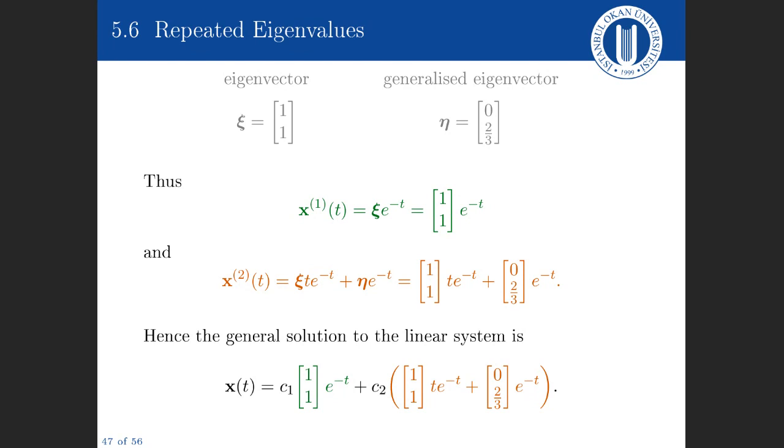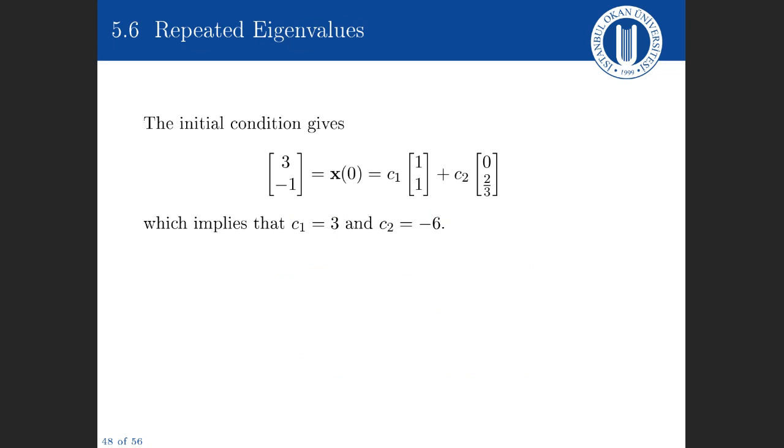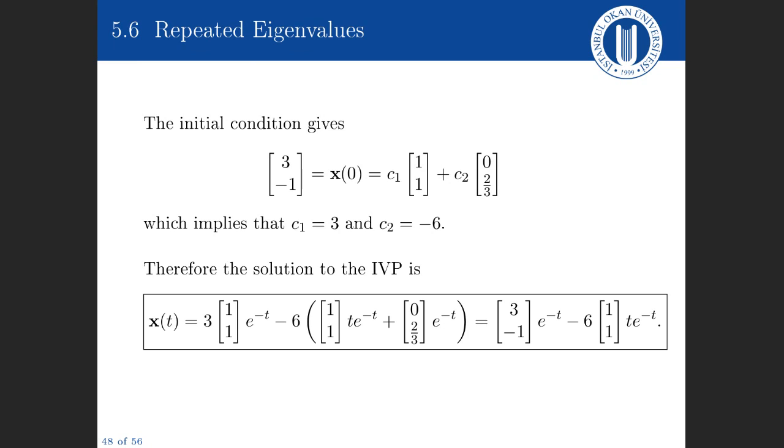We've almost finished this problem. We've been asked to solve an initial value problem, so we need to choose the constants C1 and C2. The initial condition was x of 0 is equal to (3, -1). And this implies that we need the constants 3 and -6. So we can write down the solution to the initial value problem.